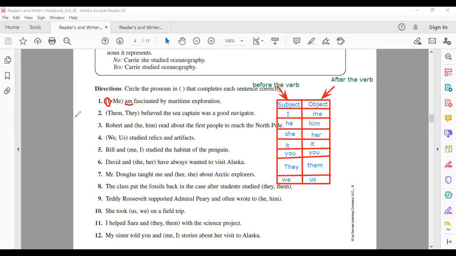They believe the sea captain was a good navigator. Excellent. Why did you choose they? Because it's wrong to say them believe the sea captain. Or you can say because it is a subject pronoun. I use they because it comes before the verb, right? So this is a subject pronoun. Let's go for number 3, Lean.